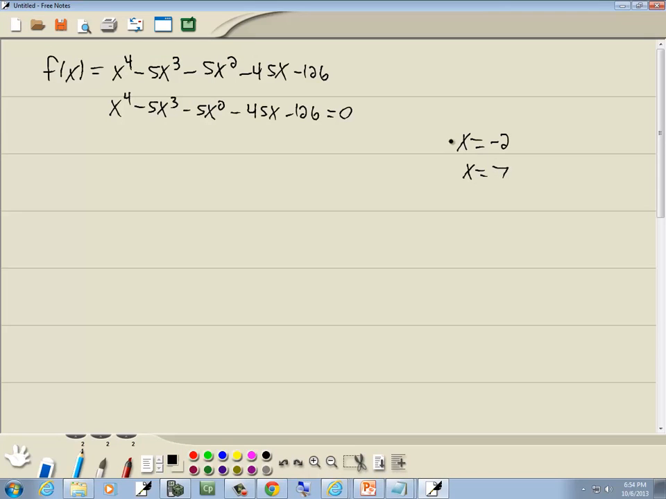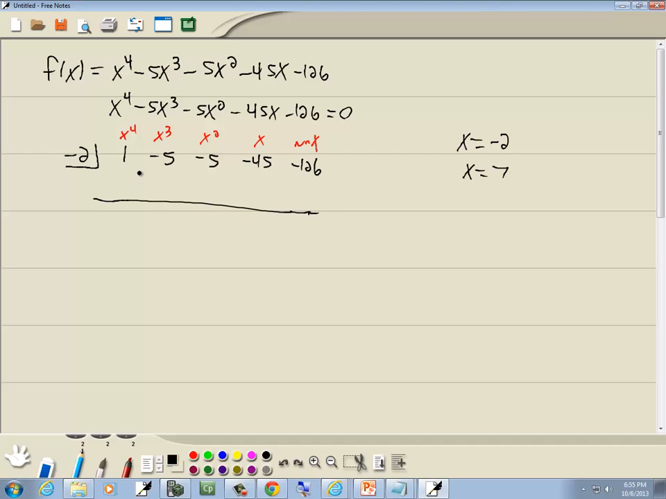Okay. Well, we're going to take the answers we just found, we'll plug them into synthetic division. So I'll take -2, put it in the box in the upper left-hand corner. Our largest power is x to the fourth, so real small across the top I'll write x to the fourth, x to the third, x squared, x, and no x. And then we'll write down the numbers in front of each one. The number in front of the x to the fourth is 1. The number in front of the x to the third is -5. In front of the x squared is -5. In front of the x is -45. And -126 is our constant term, our no x.